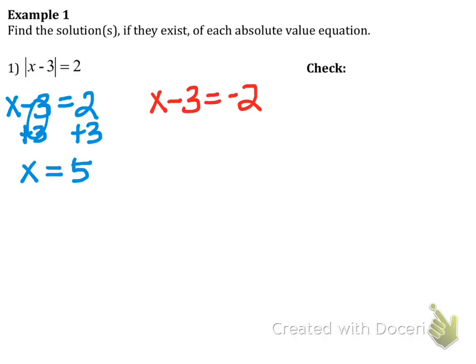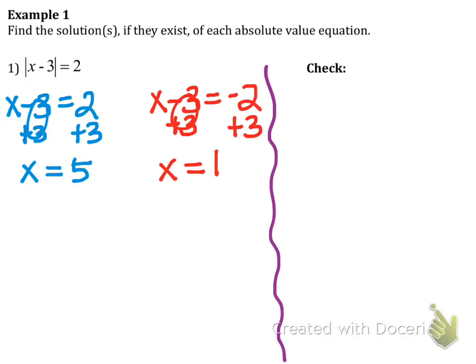Now let's solve our other equation. x minus 3 equals negative 2. I will add 3 to zero those out, add 3 to the negative 2, and my other solution is x equals positive 1. Now, in order to determine if these are actual solutions, we need to check both of them.